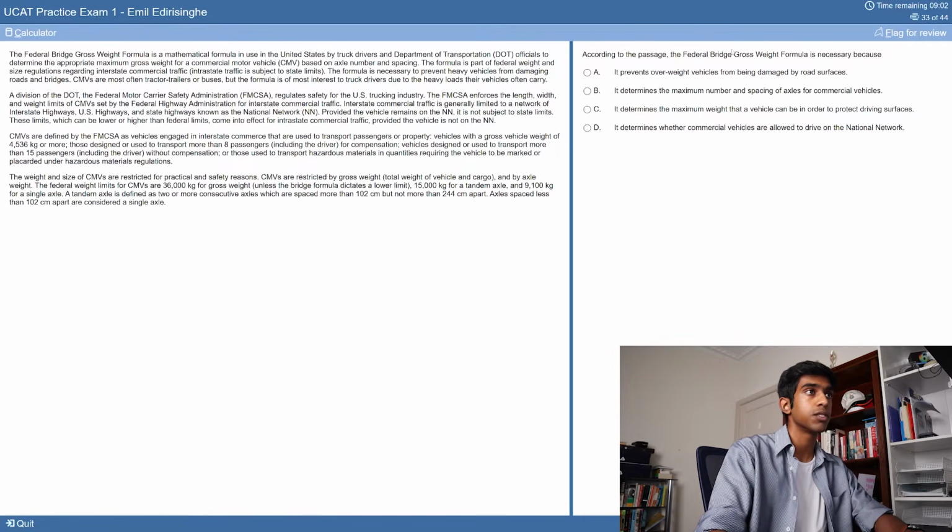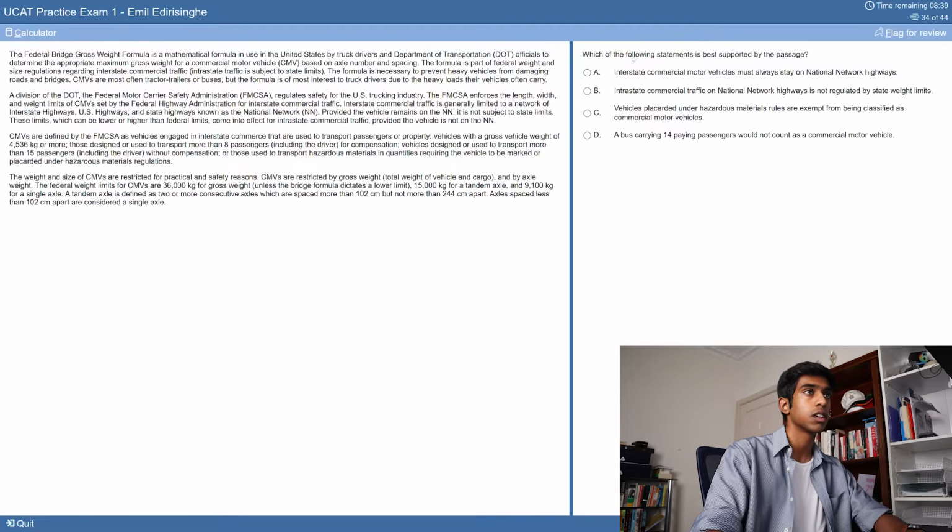According to the passage, the Federal Bridge Gross Weight Formula is necessary because, okay, used in the United States to determine approximate maximum gross weight for a commercial motor vehicle. Formula is part of federal weight and size regulations. Prevent heavy vehicles from damaging roads and bridges, okay. Yeah, so determines the maximum weight the vehicle can be to protect driving surfaces. Interstate, commercial motor vehicles must stay on there. Intrastate, not regulated by a state.